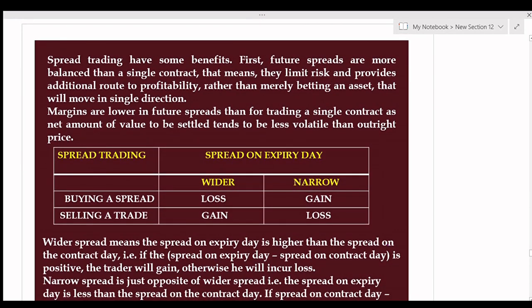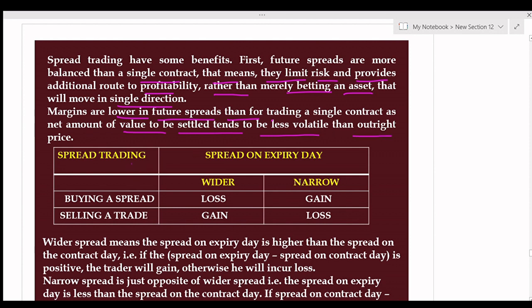Spread trading has some benefits. First, future spreads are more balanced than a single contract. That means they limit risks and provide an additional route to profitability, rather than merely betting that an asset will move in a single direction. Margins are lower in future spreads than for trading a single contract, as the net amount of value to be settled tends to be less volatile than the outright price.